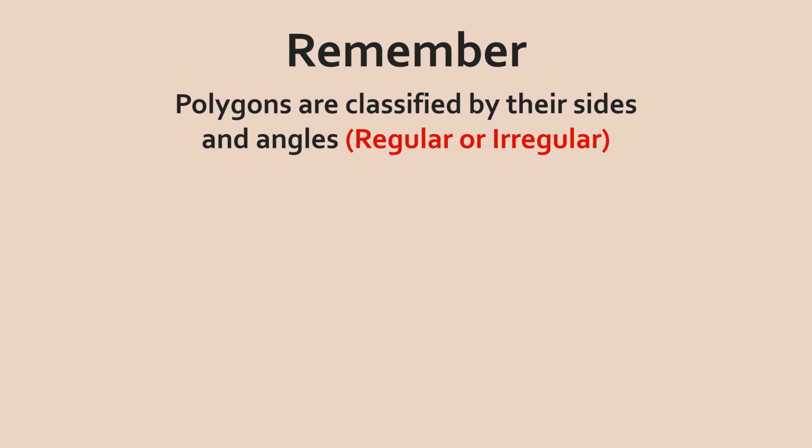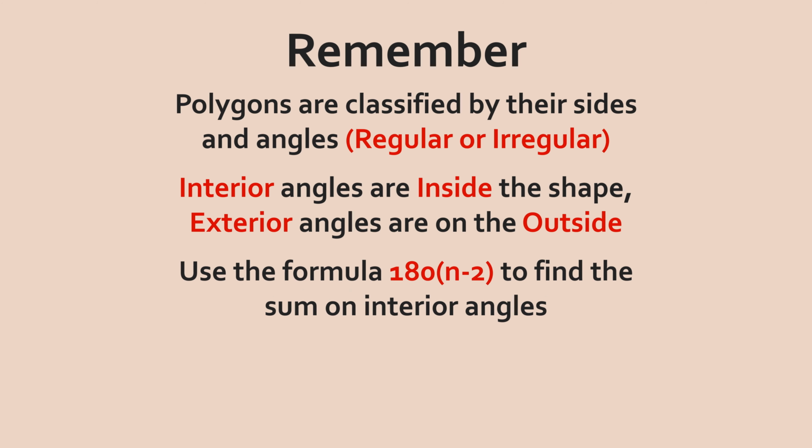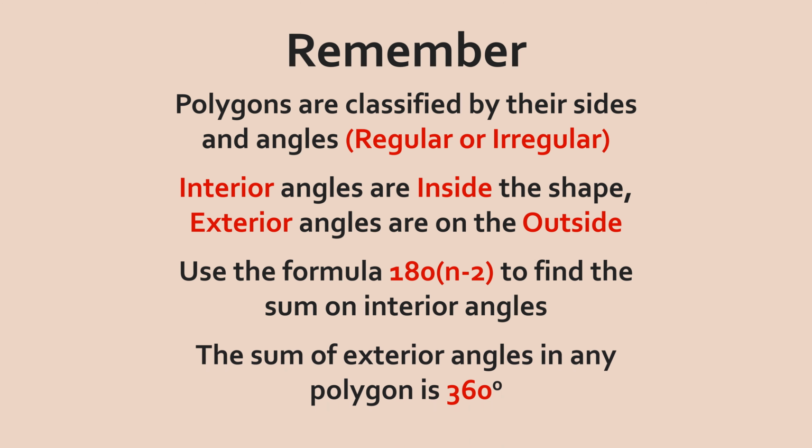Remember these key points. Exam boards might use slightly different terms for specific concepts, but the core ideas are the same. Polygons are classified by their sides and angles, regular or irregular. Interior angles are inside the shape. Exterior angles are outside. Use the formula 180(n − 2) to find the sum of interior angles. The sum of exterior angles in any polygon is 360 degrees.